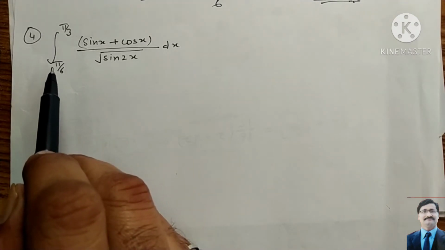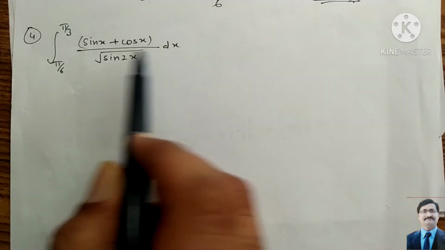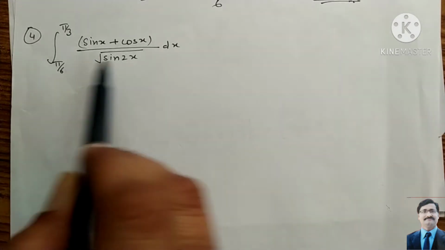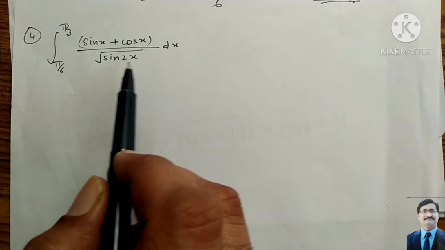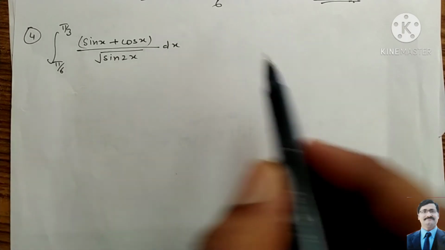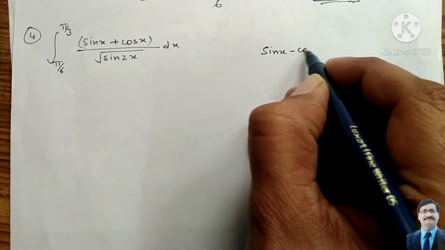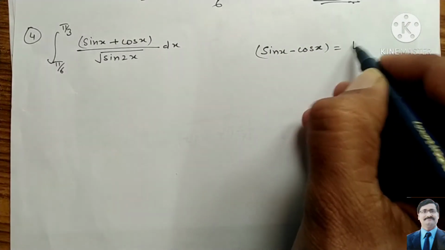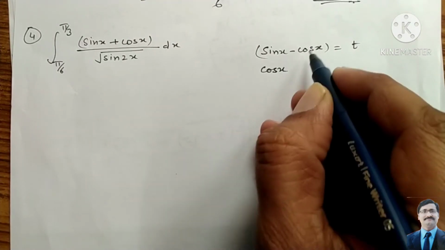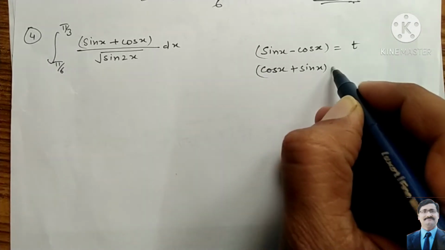Look at this question: the integral from pi by 6 to pi by 3, in the numerator sin x plus cos x dx, and in the denominator root of sin 2x. The denominator we have to arrange in a format such that if we differentiate that part, we get sin x plus cos x. So actually we want sin x minus cos x, and we suppose this is t. The differential of sin x is cos x, and of cos x is minus sin x, so plus sin x, and dx equal to dt.